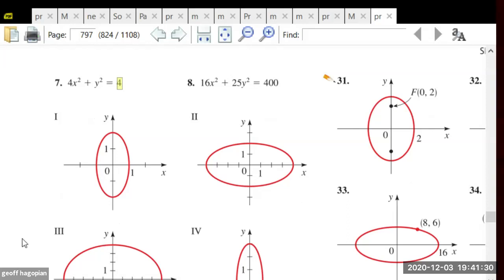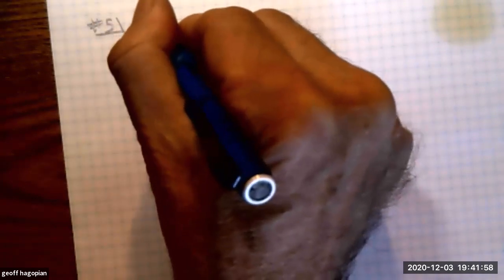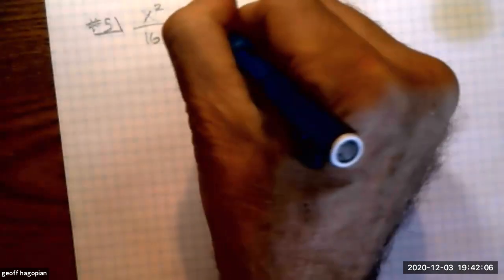Okay, so let's go to our bench here. They have an equation, x squared over 16 plus y squared over 4 equals 1. So this is number 5. And they want us to do a quick sketch of each one of these, okay? So x squared over 16 plus y squared over 4 equals 1.